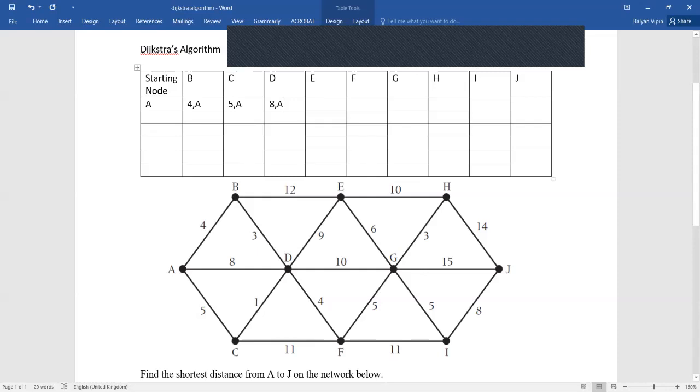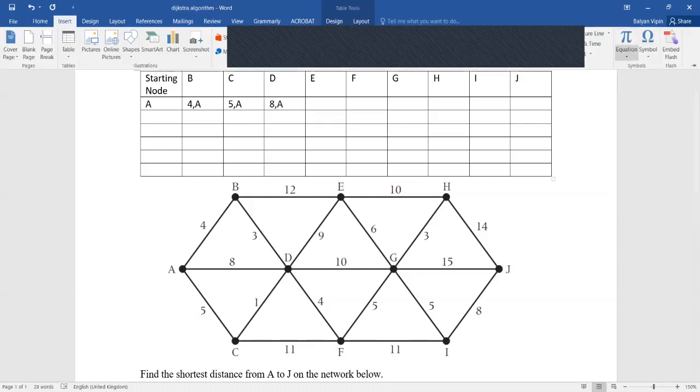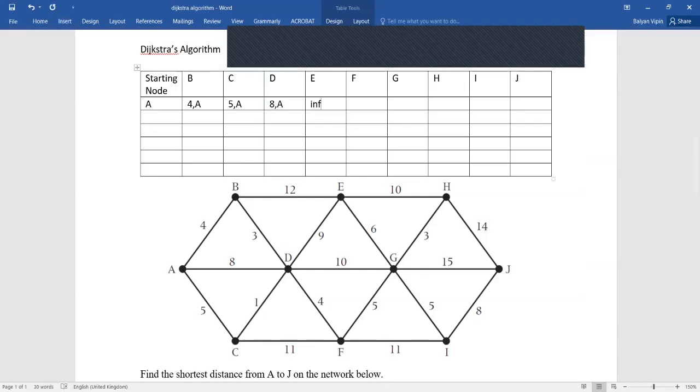Now for all these remaining nodes which are not connected to A, there's no direct path possible, means you can't go to E directly because this is not given to you. So for them it will be infinite. You will mention it here, INF, or you can say INF is your infinite. You can use the special character for infinity also. I'm just using this here. Because there is no route discoverable for them from A directly.